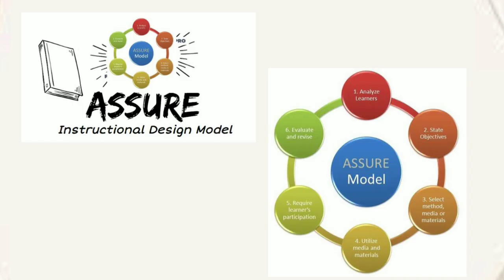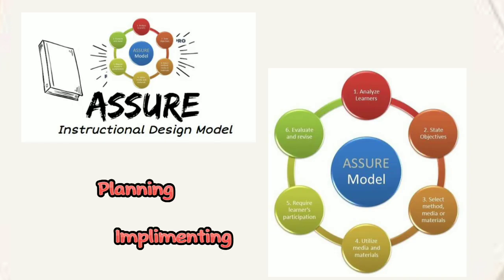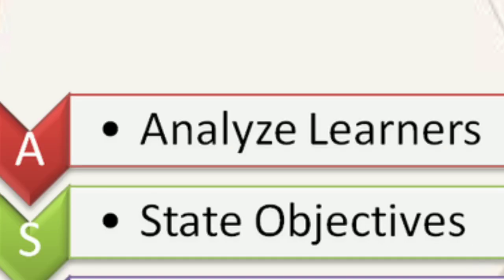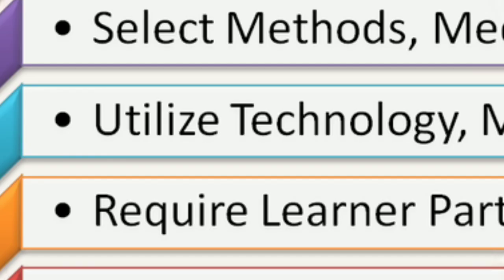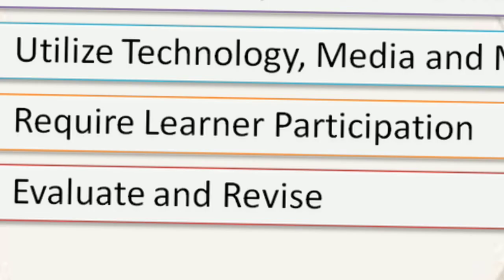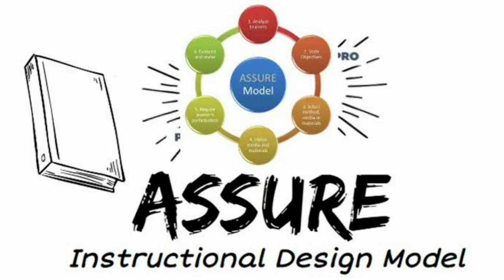On the other hand, the ASSURE model is an instructional design framework that provides a step-by-step guide for planning and implementing effective instruction. The acronym ASSURE stands for Analyze Learners, State Objectives, Select Methods, Utilize Media and Materials, Require Learner Participation, and Evaluate and Revise. Let's explore each step of the ASSURE model.